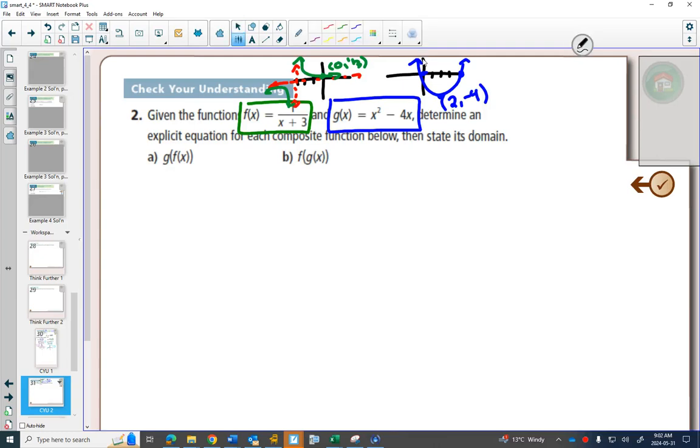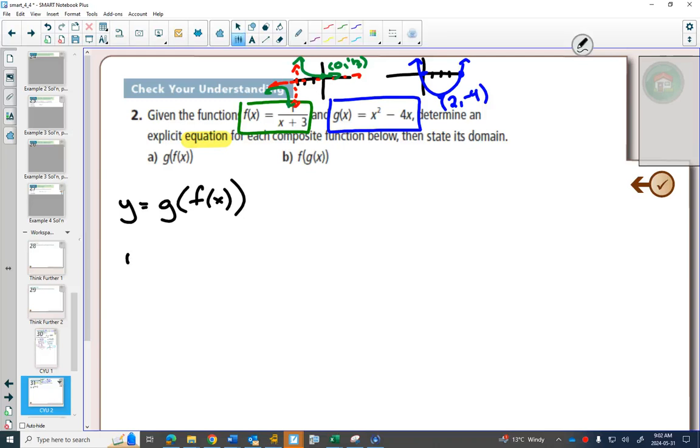So in A, now it says determine an explicit equation, then state its domain. So if I want to write g of f of x, one thing I just want to highlight, because students lose so many marks on the final exam and on quizzes and tests because of this word: if something wants you to find an equation, it has an equal sign, and it has something on both sides. So we can't just write g of f of x on its own without an equal sign.